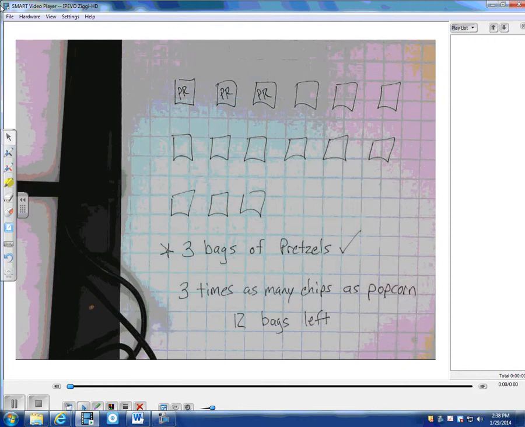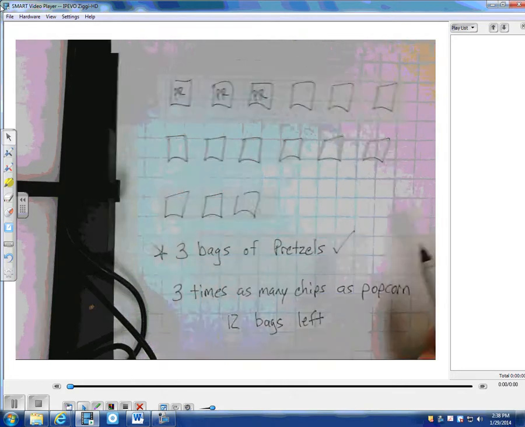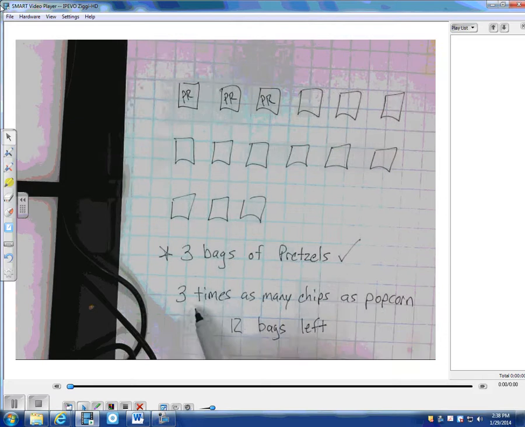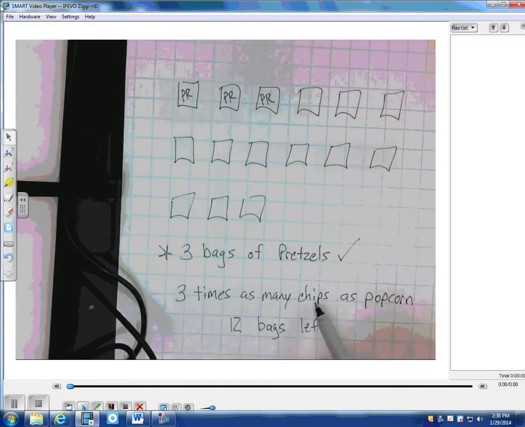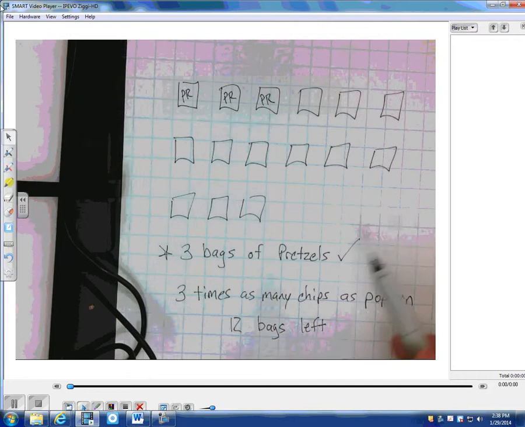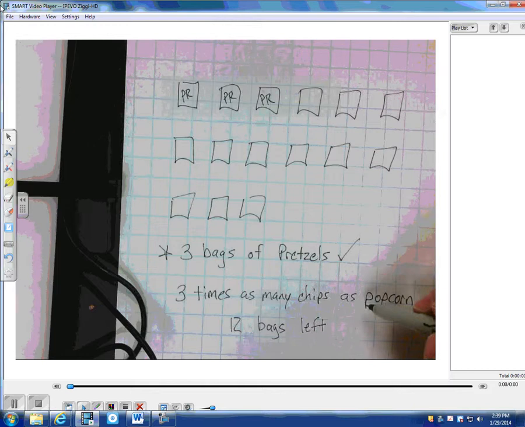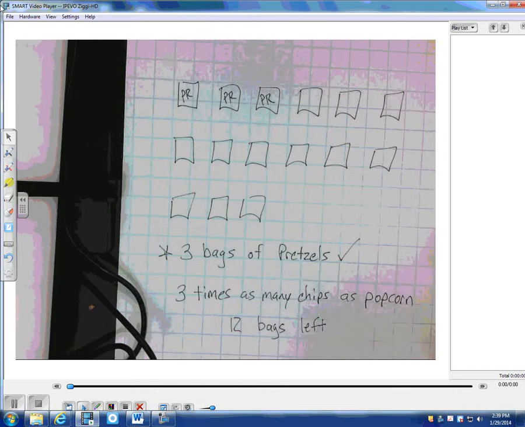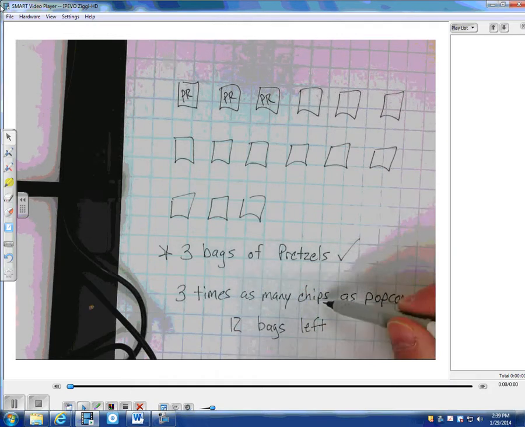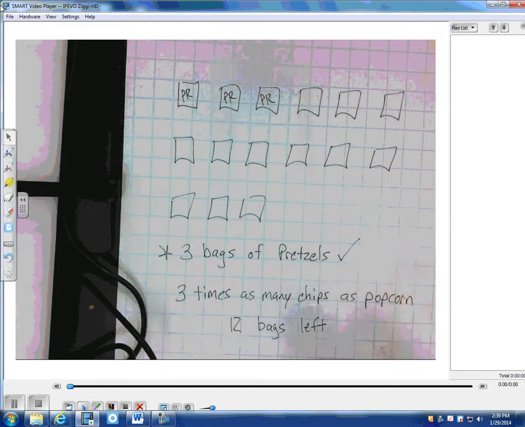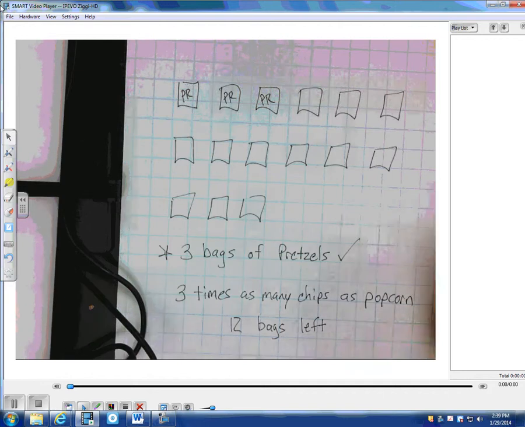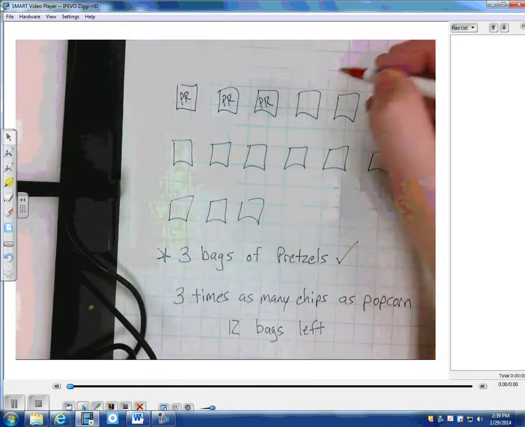Now, what I need to determine is, I know that there are 3 times as many chips as popcorn. So however many popcorn there are, 3 times that will tell me how many chips there are. So, for example, just so we can see what we're looking at here. Say that I put P for popcorn.